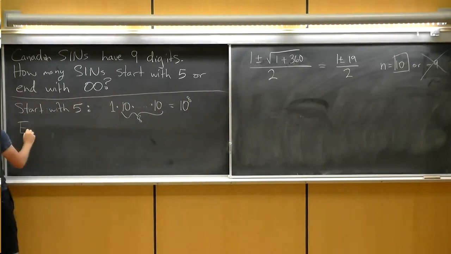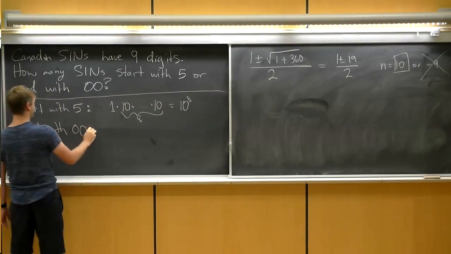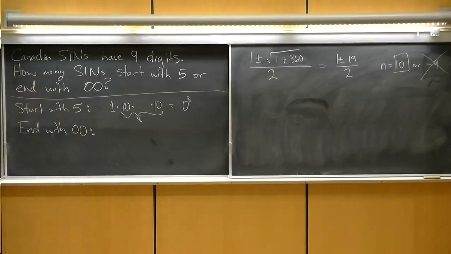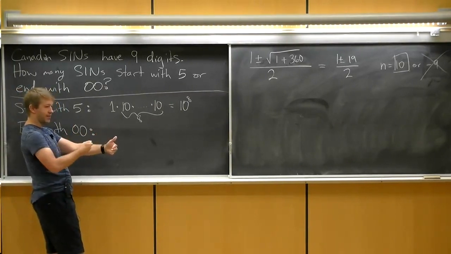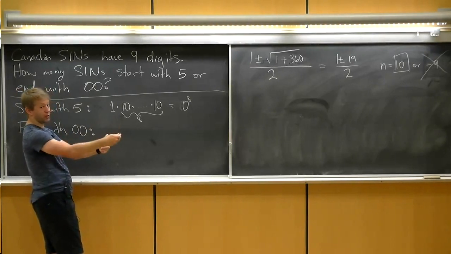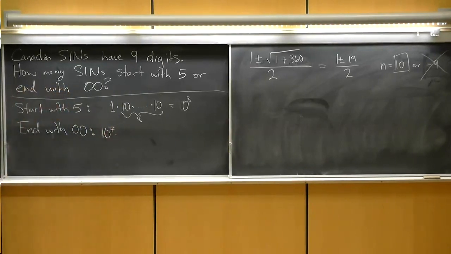And then how many end with 0, 0? Yep, and that's a similar principle, right? You've got 7 digits with 10 choices each, and then the last 2 digits have only 1 choice. So 10 to the 7. So at this point, it's really tempting to say that your answer is 10 to the 8 plus 10 to the 7.